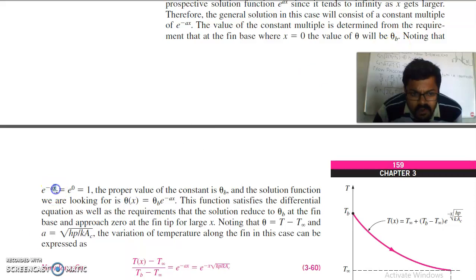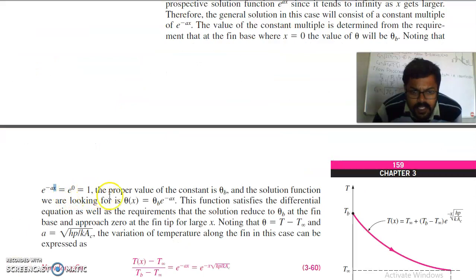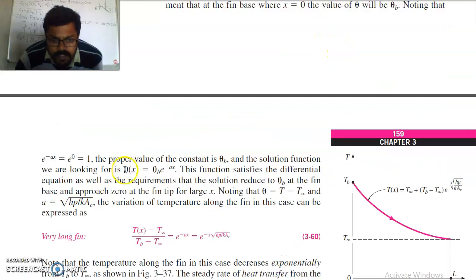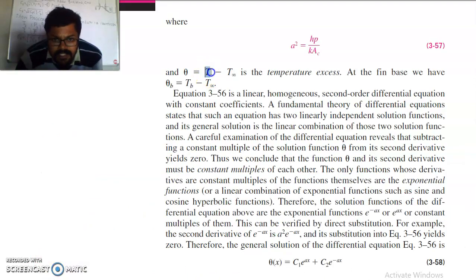At the base your x is 0, which will give you 1. The proper value of the constant is theta b. So this C2 is your theta b. So your equation becomes theta is equal to theta b times exponential raised to power minus ax. So this is the solution for an infinitely long fin. Here a is equal to under root hp by k Ac and theta is equal to T minus T infinity. Now replace this theta(x) and theta b with the original values, in terms of temperature: T minus T infinity and Tb minus T infinity.